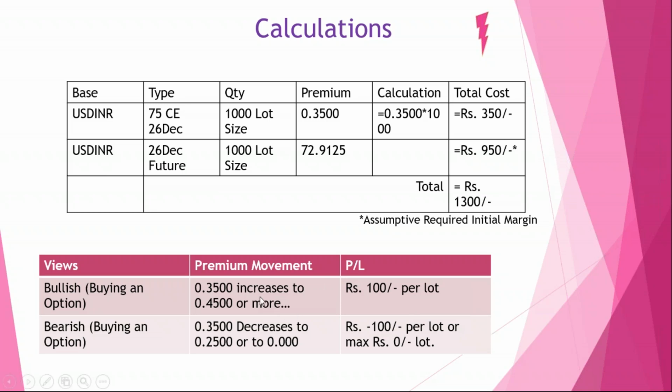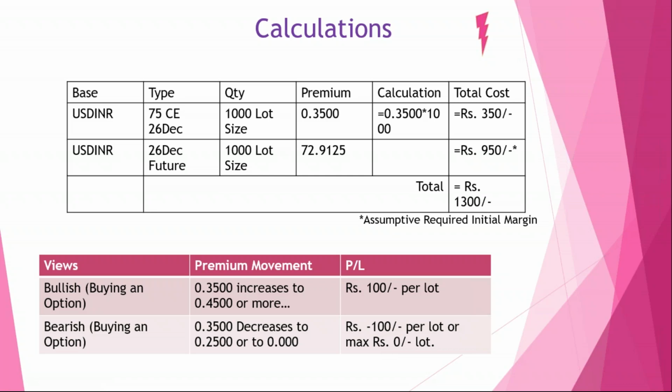Similarly, we have a downside also. If the currency doesn't move above the 75 mark, if it goes down from 73 to 72.56 or 72.80, my call option premium will decrease to 0.25 or to 0 rupees, depending on what my loss will be. And for every 10 paisa move I'll be losing 100 rupees. So that's one of the basic calculations about the currency market.